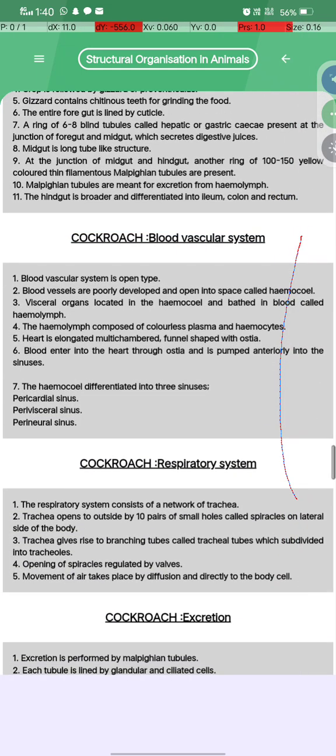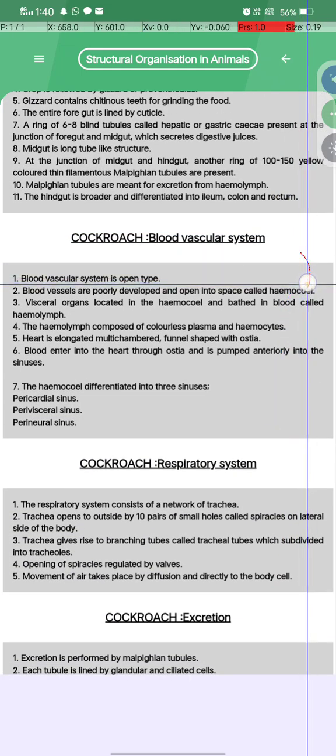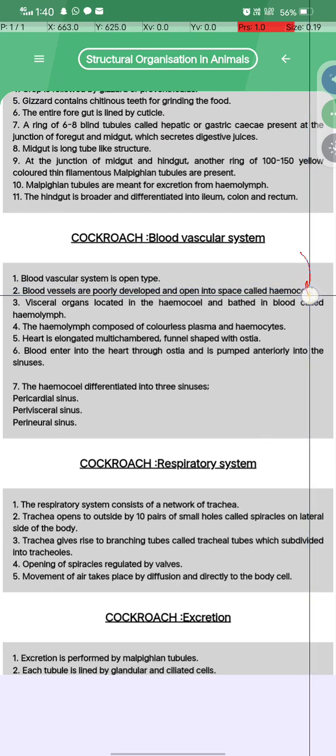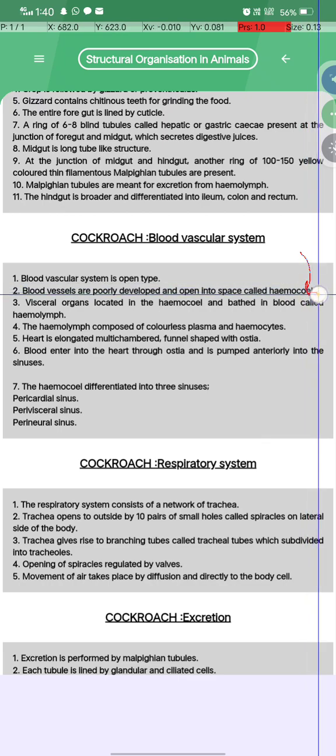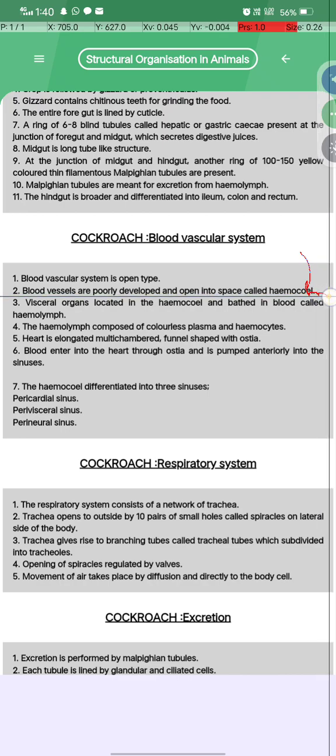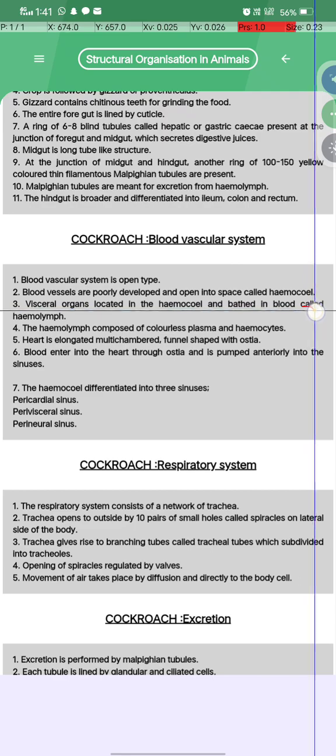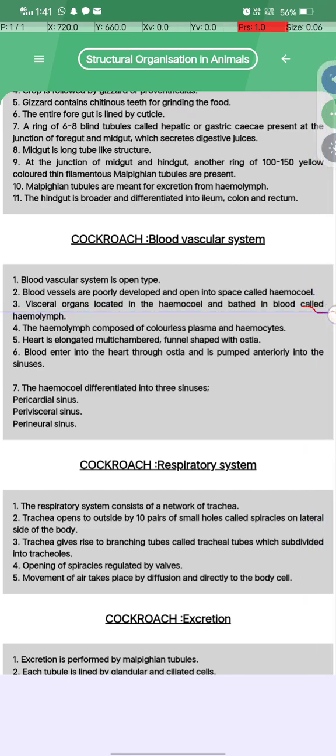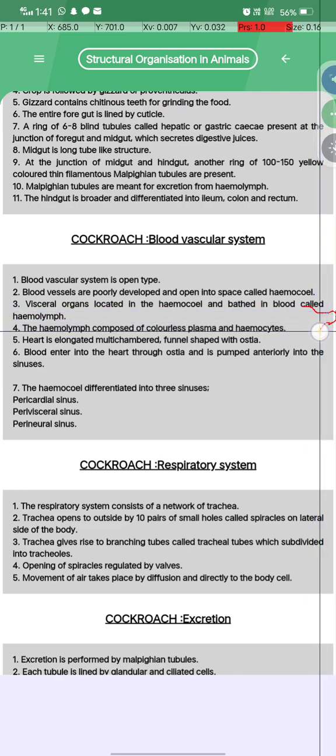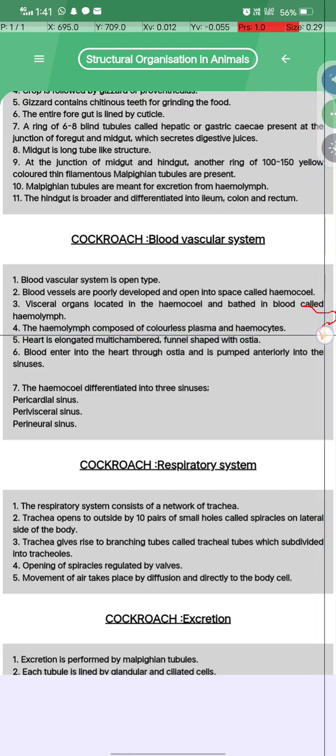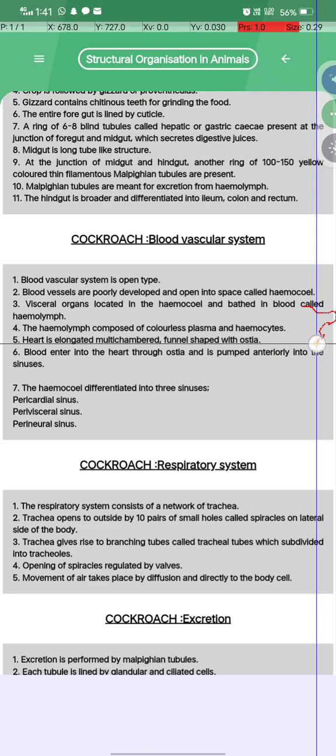Cockroach blood vascular system. Blood vascular system is open type, and the blood vessels are poorly developed and open into spaces called hemocoels. The visceral organs located in the hemocoel are bathed in the blood, which is called the hemolymph. The hemolymph is composed of colorless plasma and hemocytes, and the heart is elongated, multi-chambered, funnel shaped, with ostia.